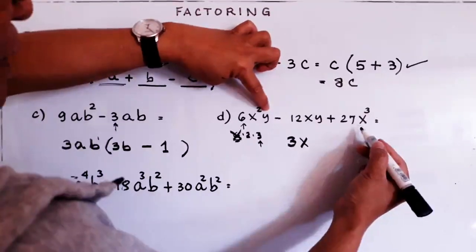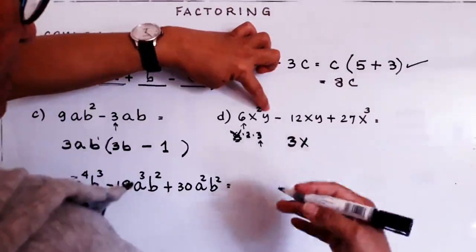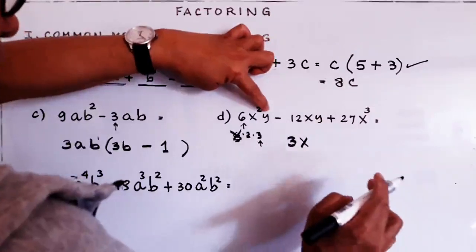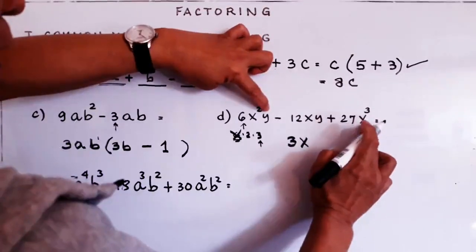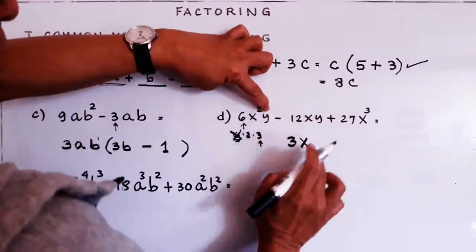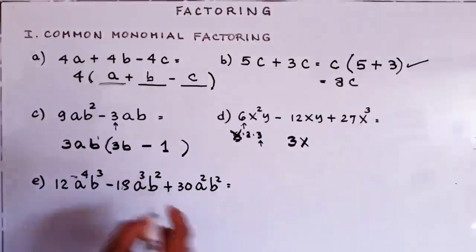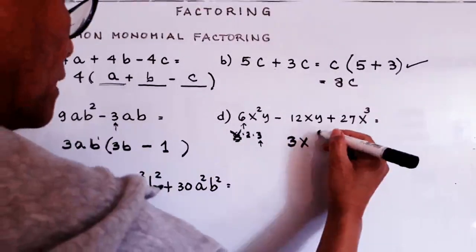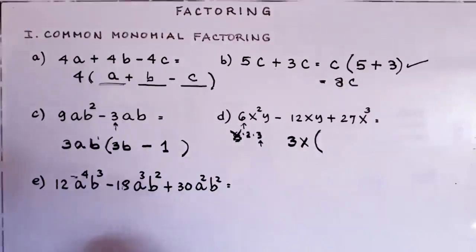We don't have y, so y will not be extracted from this one. It is not part of the HCF because we don't have the y here. There are only two y's here, the first term and the second term. So we have 3x only as our HCF, and then we write the open parenthesis.